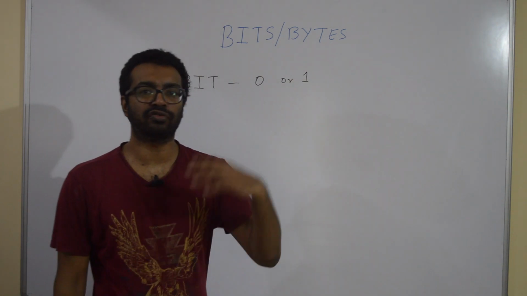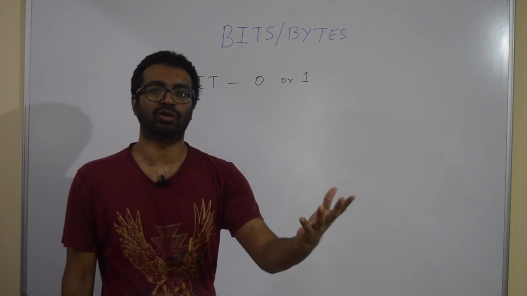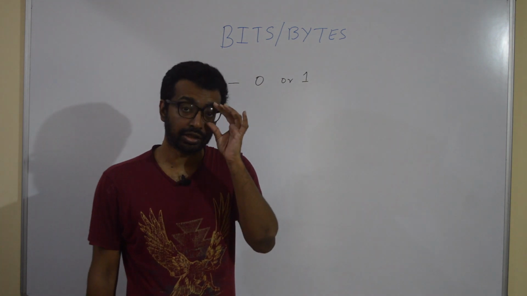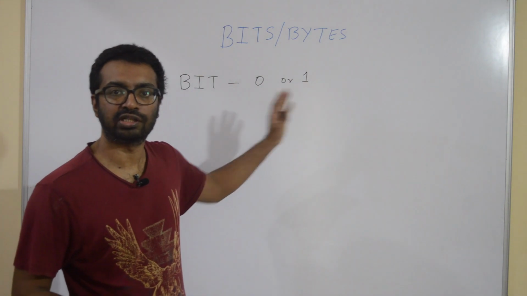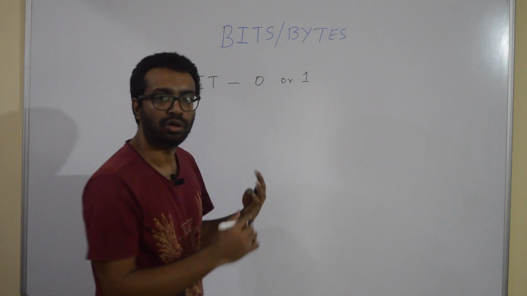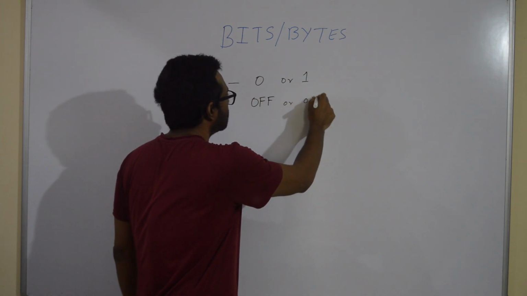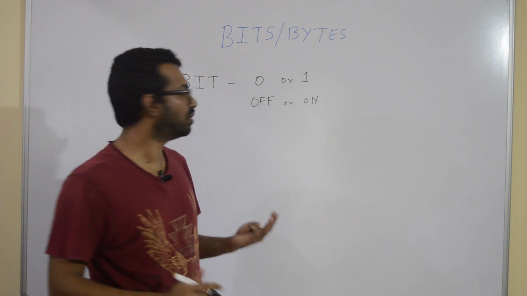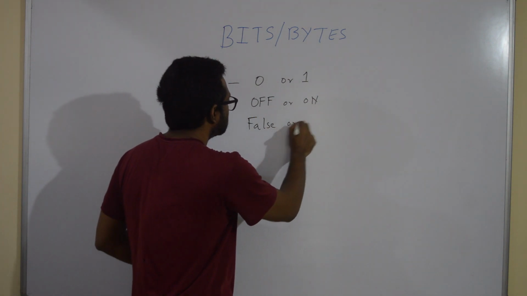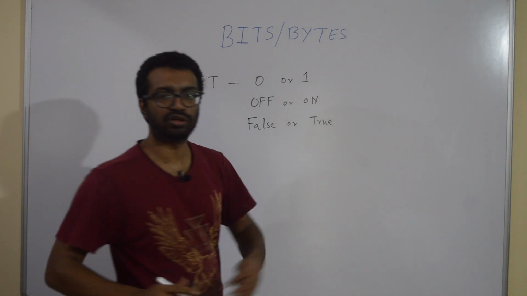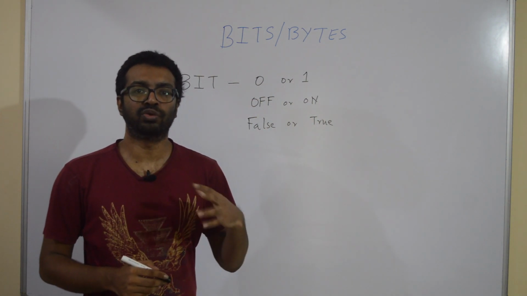Or you can think of a bit as a switch which stores two types of information, on or off. In short, a bit stores two kinds of information called 0 or 1, or you could call it off or on, or sometimes false or true. To summarize, a bit stores one of two types of information.